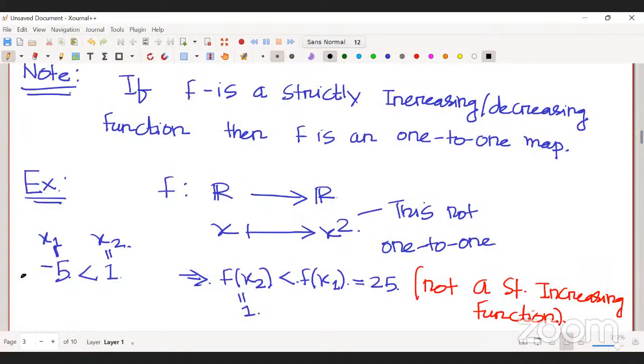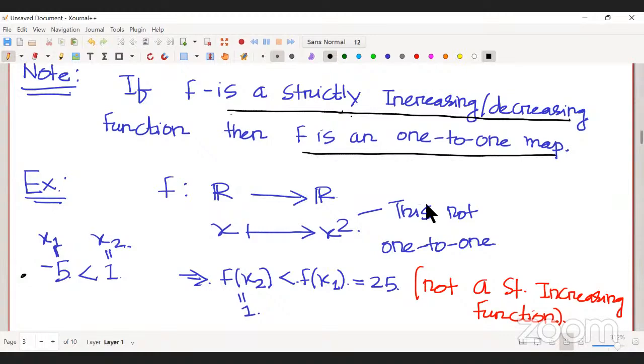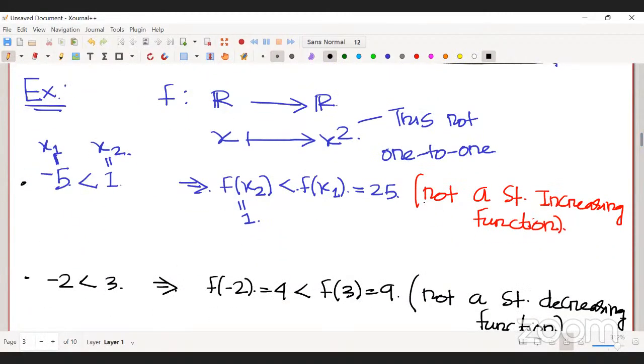Okay, and as I said, it's pretty easy if you use this statement. This statement says if f is a strictly increasing or strictly decreasing function, then f is always a 1-to-1 map. In this case, as you can see, this function f is not a 1-to-1 map. Since this is not 1-to-1, it cannot be a strictly decreasing or a strictly increasing function.